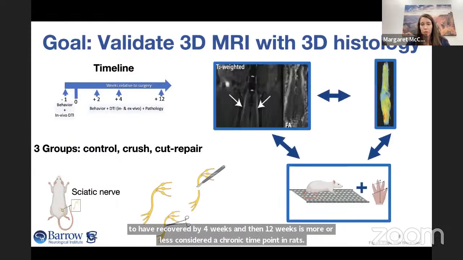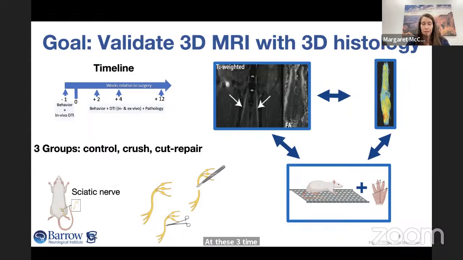At these 3 time points, we were looking at 3 different things. We had an ex vivo DTI. We had this 3D pathology method that I'll talk more about in a minute that we developed. And then we were running baseline behavior and collecting behavior weekly. And so I'm just going to walk through each of these, and I will combine both the methods and the results to keep things simple.